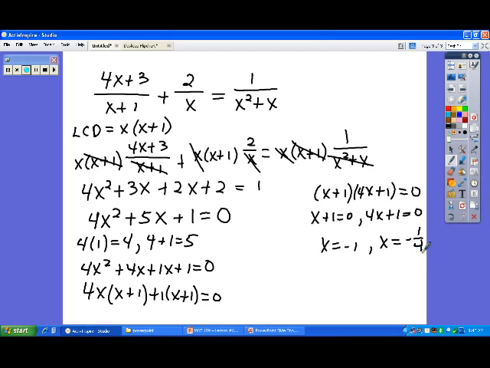This one? 2 times x is 2x, 2 times 1 is 2. And then I had the 1 over here, and I subtracted the 1 from both sides. That gave me the 1 here. So is that what y'all got for x's? Okay.